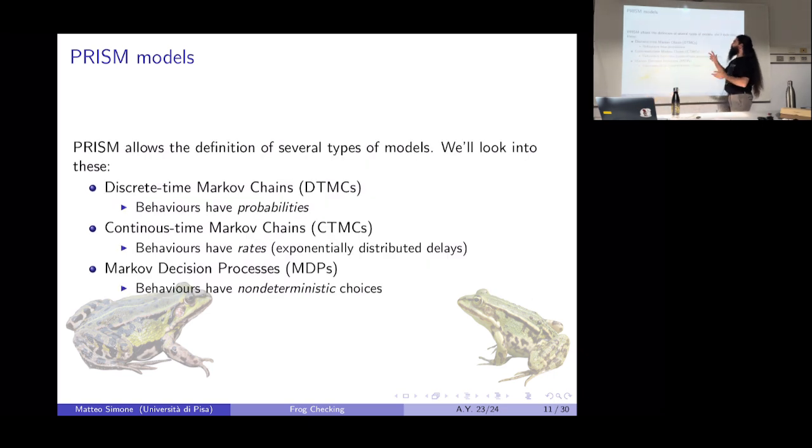Prism allows several kinds of models. These three are the most common ones: discrete time Markov chains, continuous time Markov chains, and Markov decision processes. Basically, with DTMCs, behaviors or commands have probabilities, while in continuous time Markov chains, behaviors have rates, so the average time we expect to pass between an application of one command and the next. And then there are non-deterministic models. We will only care about discrete time Markov chains.